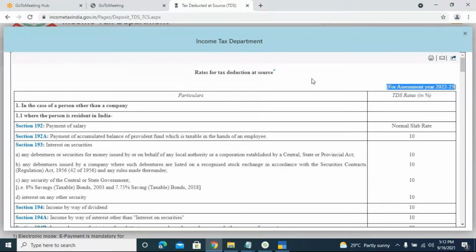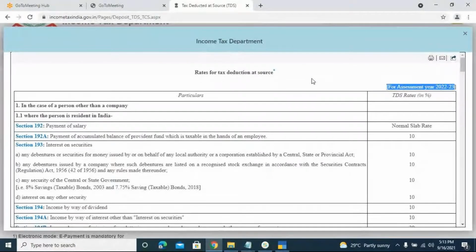Now, when are the returns filed? Okay, so the returns are filed for the previous year. As of now, we are in 21 and 22, and we file the returns for 20 and 21.